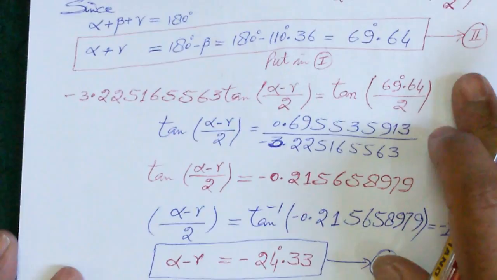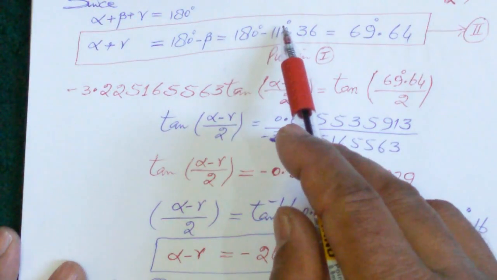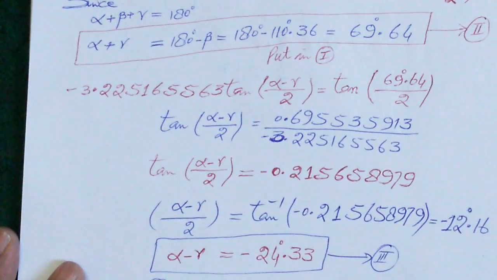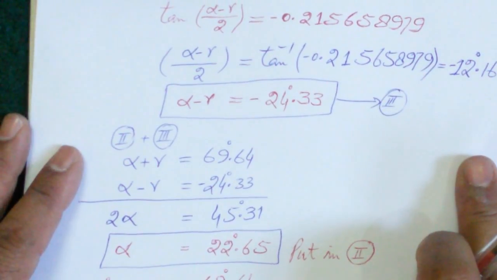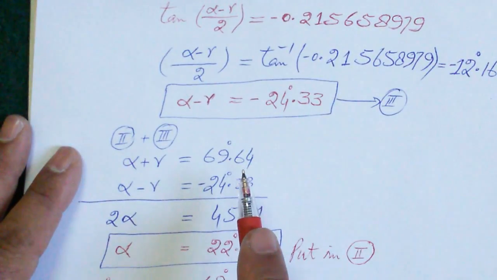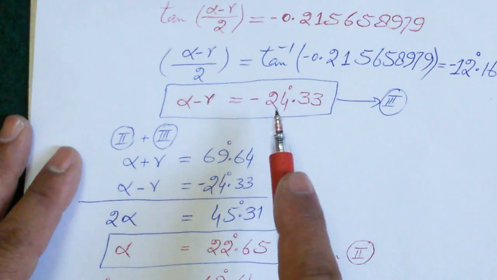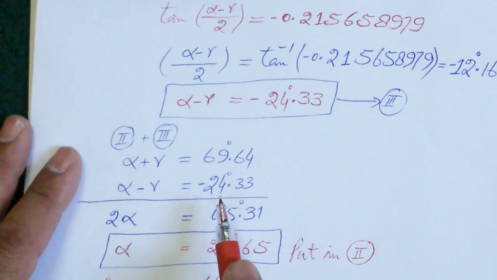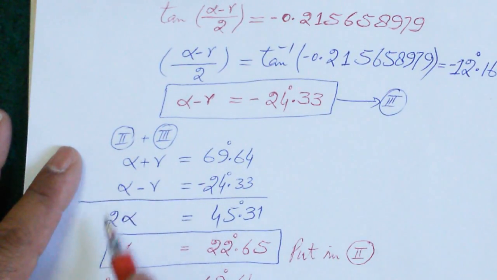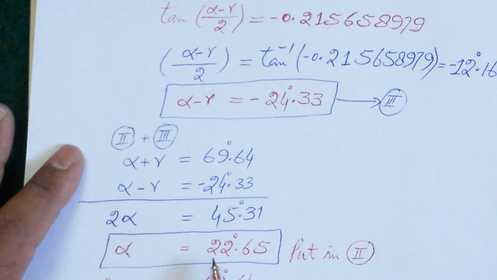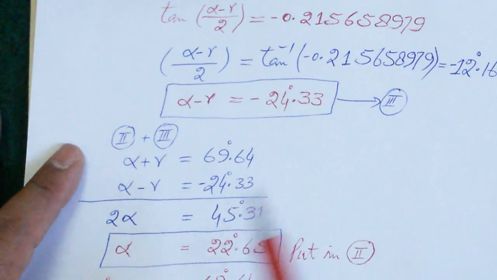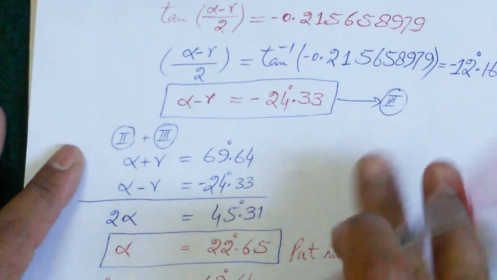Add equation number second and equation number third. We have alpha plus gamma is equal to 69.64 degrees, and alpha minus gamma is equal to minus 24.33 degrees. Cancel gamma with gamma. We have 2 alpha is equal to 45.31 degrees. Divide both sides by 2. So alpha is equal to 22.64 degrees.